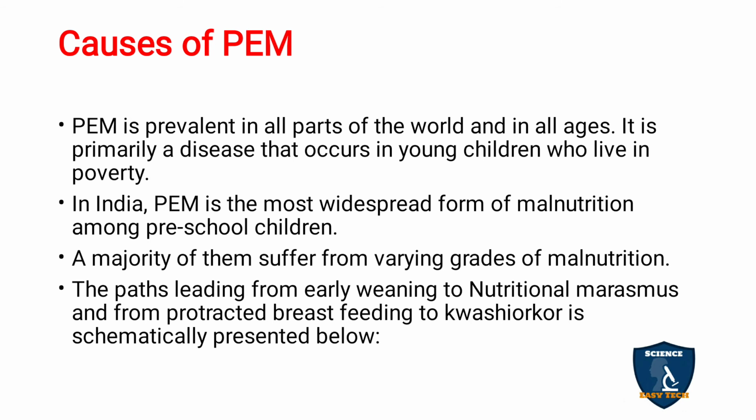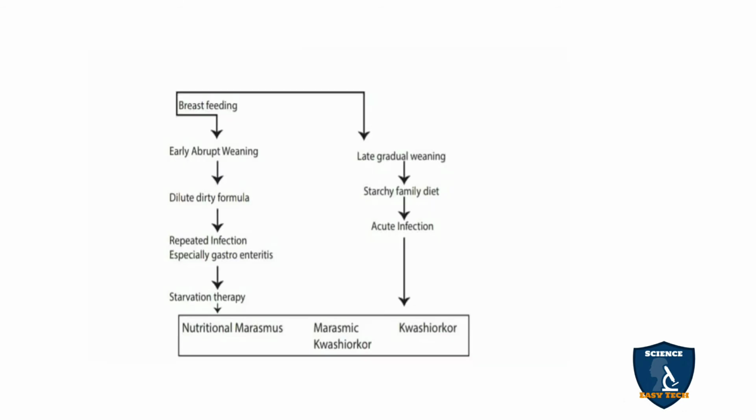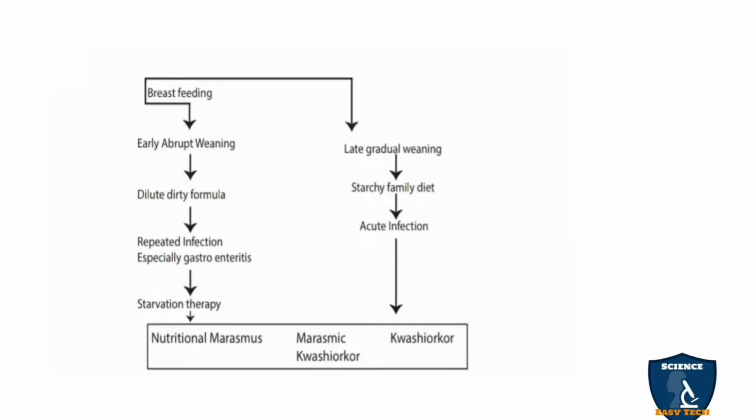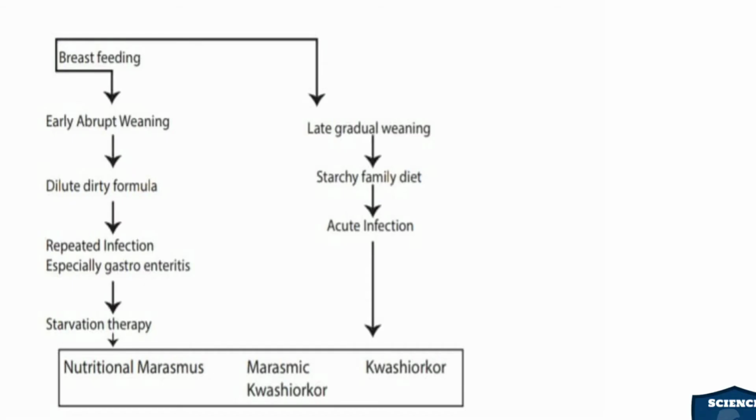So the paths leading from early weaning to nutritional marasmus and from protracted breastfeeding to Kwashiorkor are schematically presented in the following diagram. First, early abrupt weaning. So you are giving weaning foods at an early stage, that is before 6 months, or you are stopping the breastfeeding and starting with the weaning.